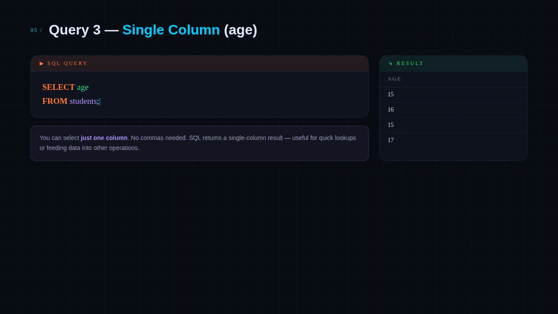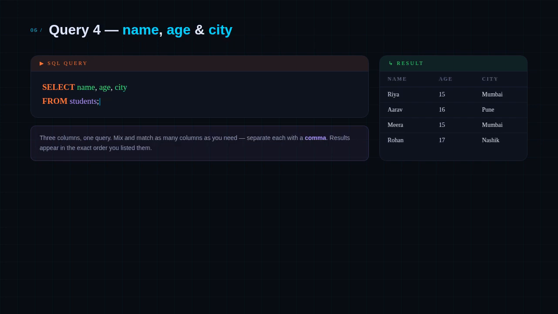You can even select just one single column. Select age from students. No commas needed, just the one column name. SQL returns a single column result with the age of every student in the table. This is useful for quick lookups.